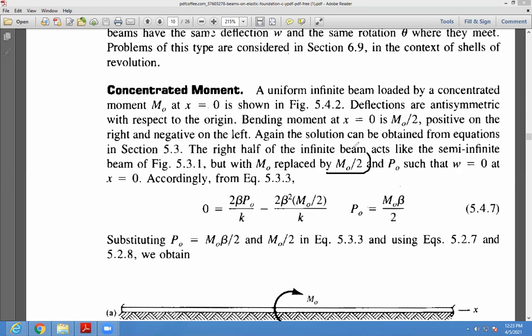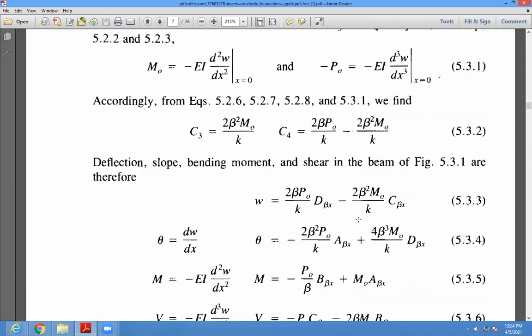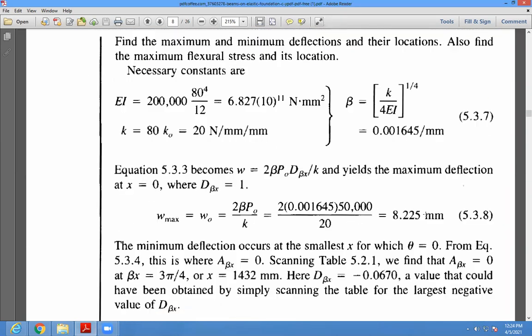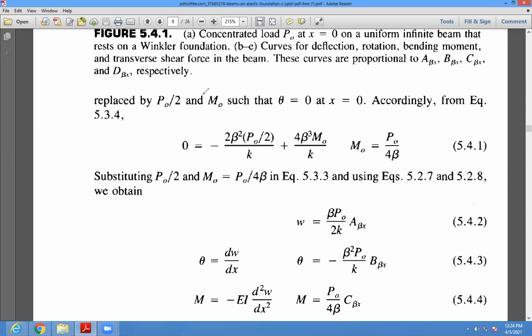So M naught is replaced by M naught by 2, and the load is P naught, such that the deflection is taken as 0 at x equal to 0. At x equal to 0, we have taken W, the deflection, equal to 0. So by using these equations for the semi-infinite beam, W is equal to 0 at x equal to 0. We have to use this equation: W is 2 beta P naught by k D beta x minus 2 beta square M naught by k C beta x. Again, we have to refer to that table, and depending upon that table we have to consider the values of beta x.